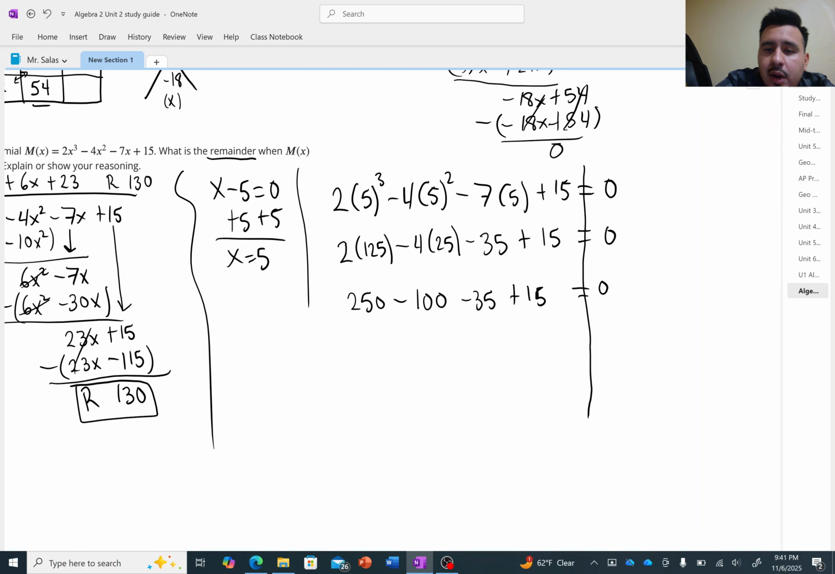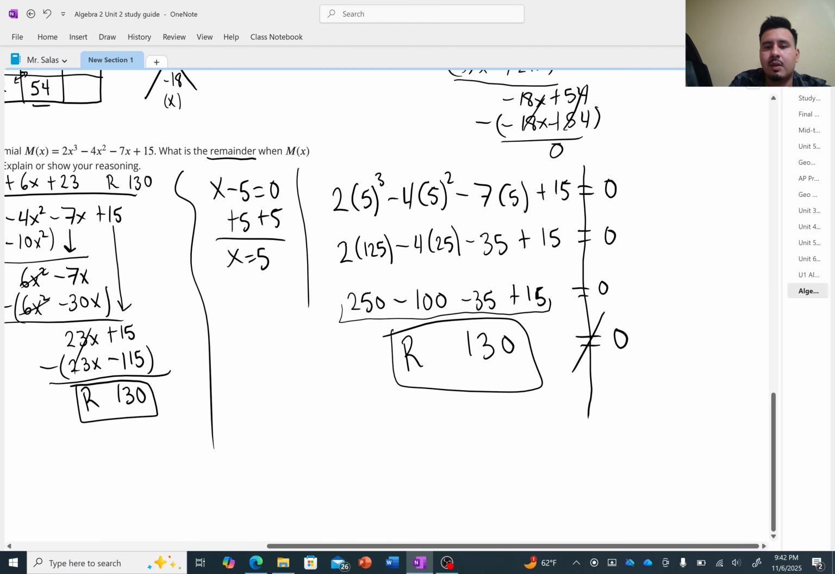So now I'm going to go ahead and type this into my calculator, and I'm going to end up with 130 is equal to 0. Is that statement true? No, that statement is false. So my remainder is 130. Okay, that is the second way I can find a remainder.